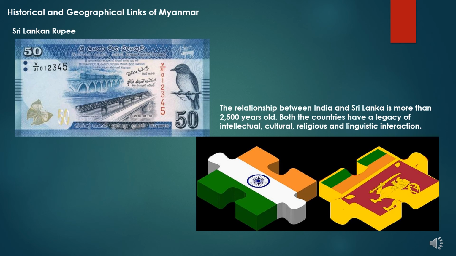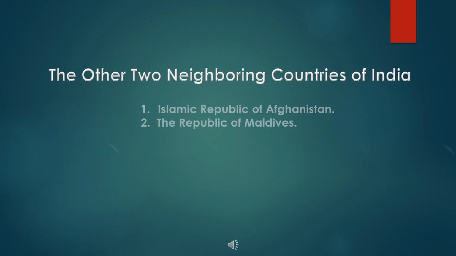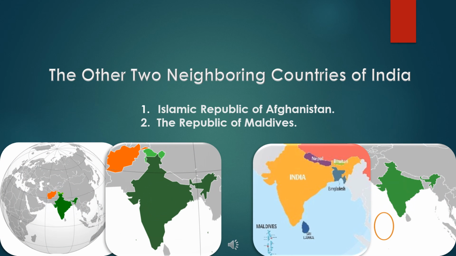The relationship between India and Sri Lanka is more than 2,500 years old. Both the countries have a legacy of intellectual, cultural, religious, and linguistic interaction. Finally, the other 2 neighboring countries of India, which are not in the chapter, the Islamic Republic of Afghanistan and the Republic of Maldives.